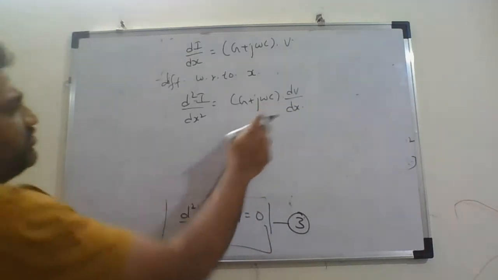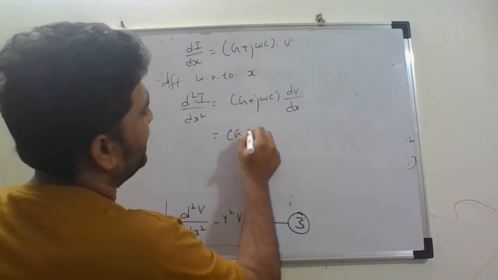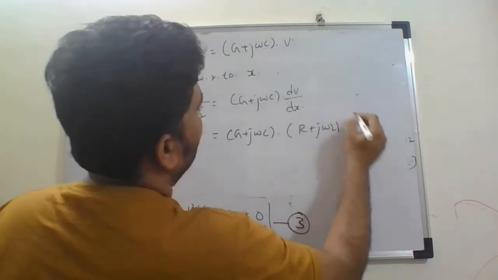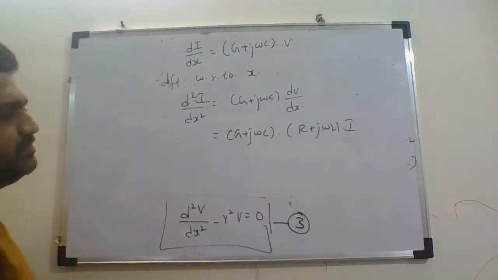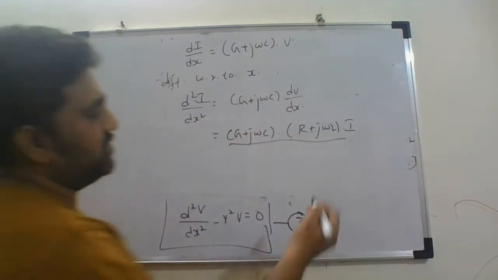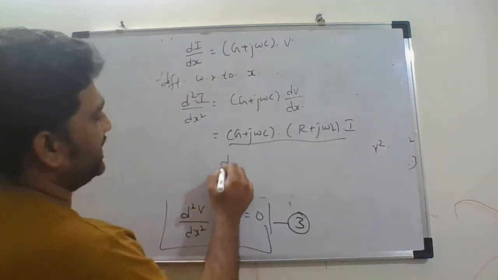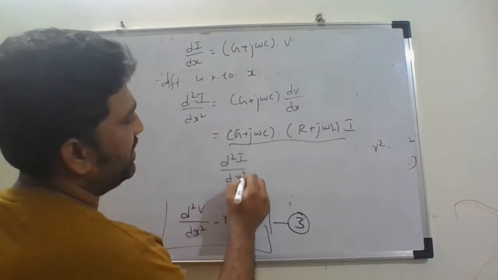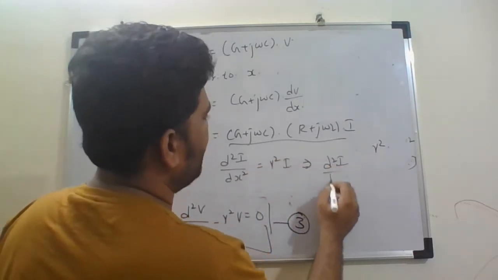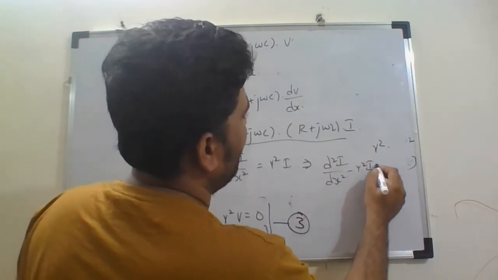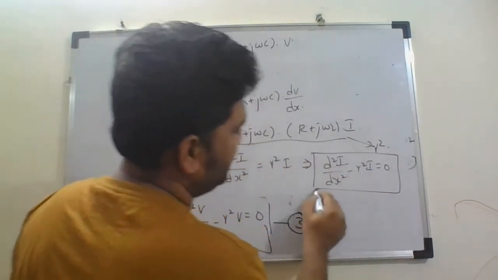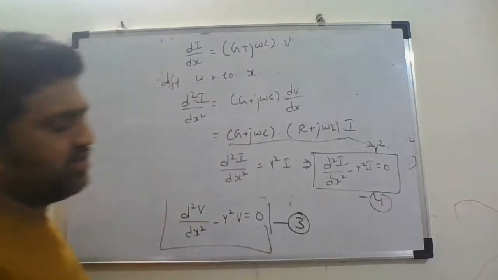From equation 1 we have the value of dv by dx, which is nothing but (r plus j omega l) into I. Again, letting (r plus j omega l) into (g plus j omega c) be the constant that we assumed as gamma square, I get d square I by dx square is equal to gamma square into I. So what I get is d square I by dx square minus gamma square I is equal to 0. This is the differential equation we get for the current.